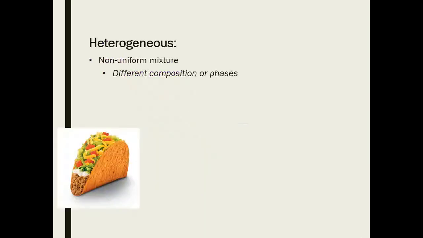Okay. What about the heterogeneous side? Well, a heterogeneous mixture is one where you can see the different parts. So here's a taco. This taco, you can see the cheese and lettuce and tomato, sour cream, ground beef, the shell. All the parts are distinguishable. That means that they are going to be a non-uniform mixture. You can see the different parts. That's going to be a heterogeneous mixture.